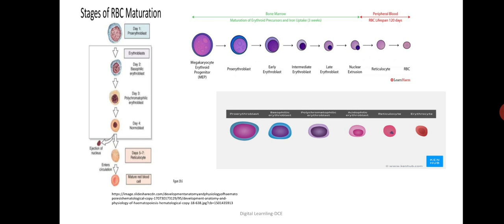Mitotic cell division continues. Late normoblast stage has two stages, early stage and late stage. In the early stage, the cell size further reduces. Nucleus becomes very small with chromatin dot cartwheel appearance.